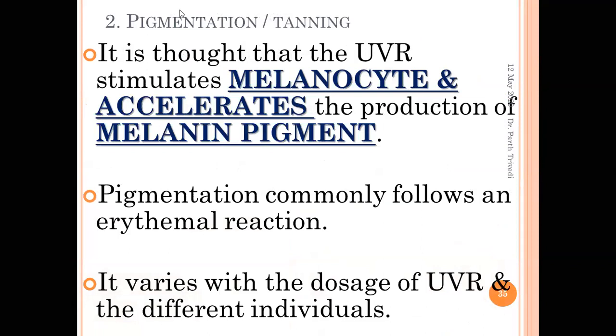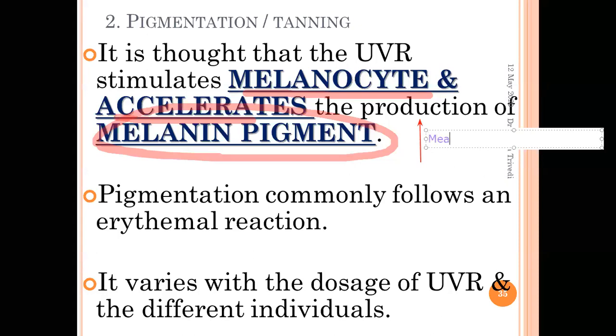Apart from this, redness of the skin or erythema is always followed by pigmentation. Why pigmentation? Because it stimulates the melanocytes. Once the melanocytes are stimulated, it accelerates melanin pigmentation, so there is increased melanin. Now, this melanin is responsible for darkness or pigmentation. So pigmentation is always followed by erythemal reaction. The redness of the skin and pigmentation and all these local effects vary on the type and duration of UVR.